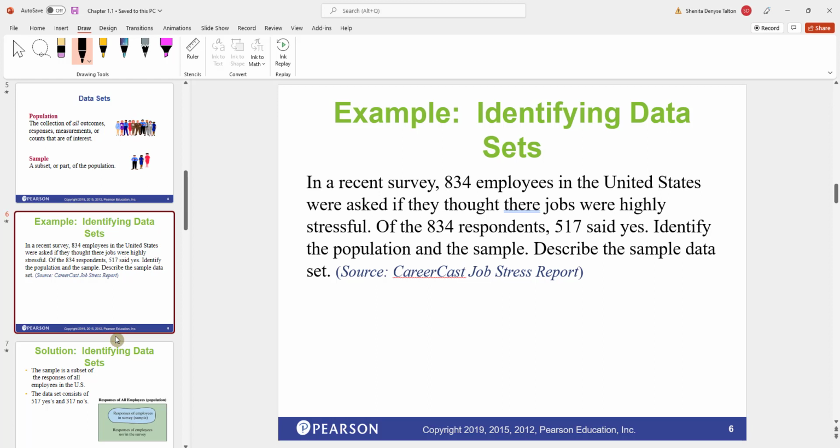So in this example, it says in a recent survey, 834 employees in the United States were asked if they thought their jobs were highly stressful. Of the 834 respondents, 517 said yes. Identify the population and the sample. Describe the sample data. And they spelled this word wrong.